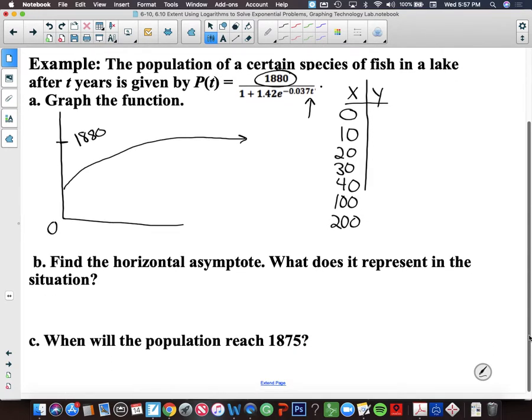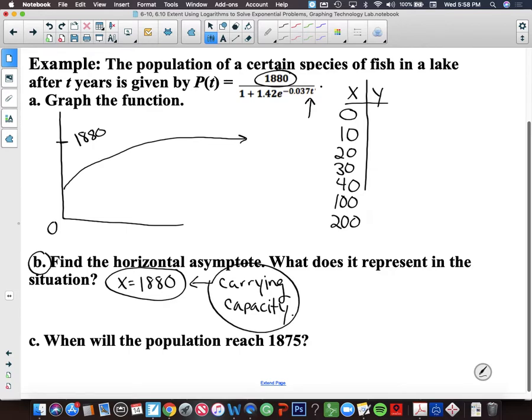So that's what this question refers to. Find the horizontal asymptote. We did. It's on the top of the equation. What does it represent? My horizontal asymptote is 1880, and it represents the carrying capacity of that lake or pond, whatever it is. Okay? And we'll come back to that problem at the bottom. I want to take care of the next one.